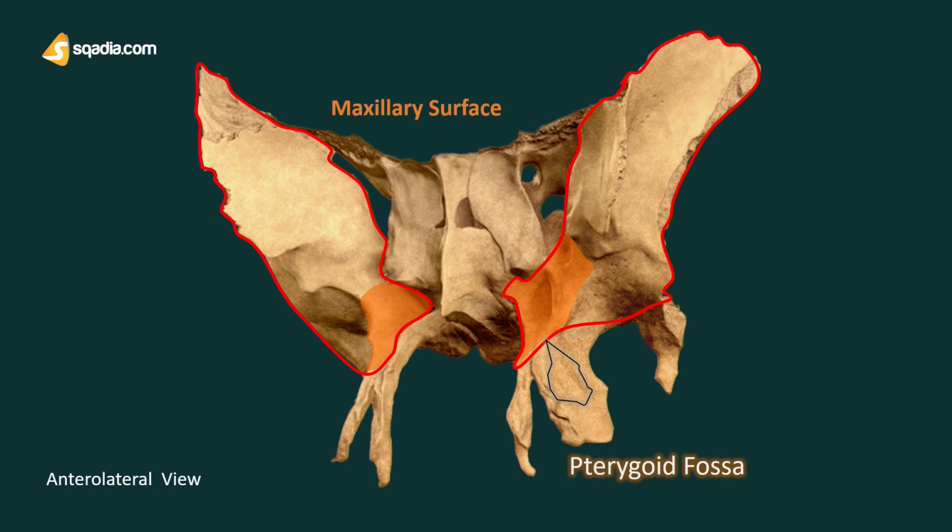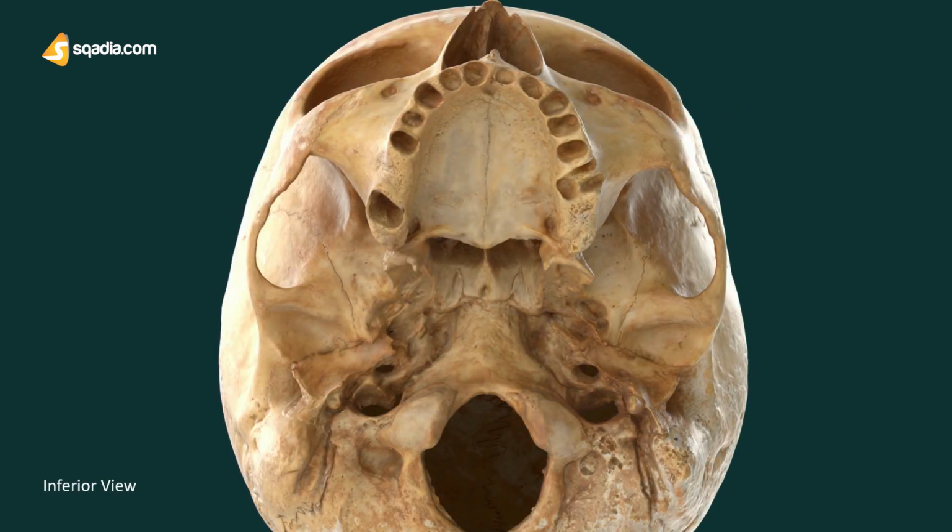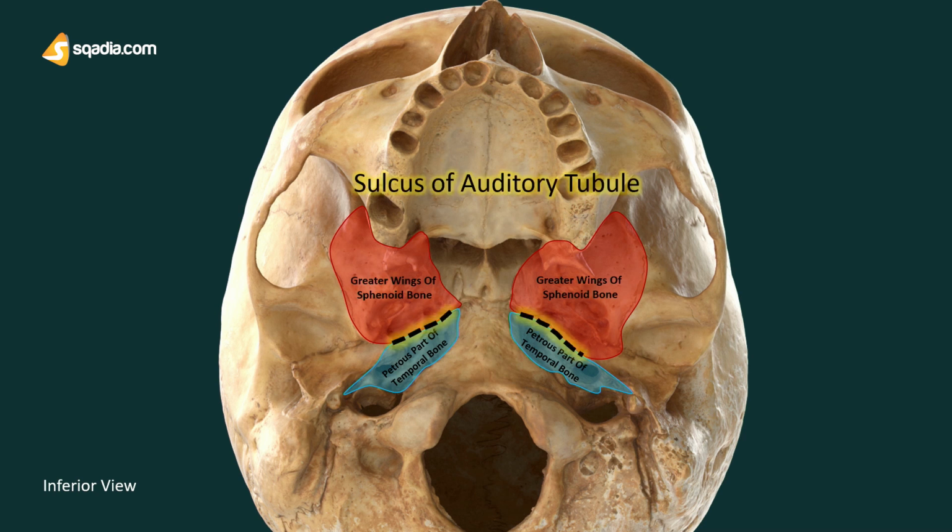Now another interesting thing to tell you guys is that the lateral half of the greater wing of the sphenoid bone articulates with the petrous part of the temporal bone by a synchondrosis. And between these two bones on the undersurface of the skull, we see a furrow, which we call the sulcus of the auditory tube, for the lodgement of the cartilaginous part of the auditory tube.